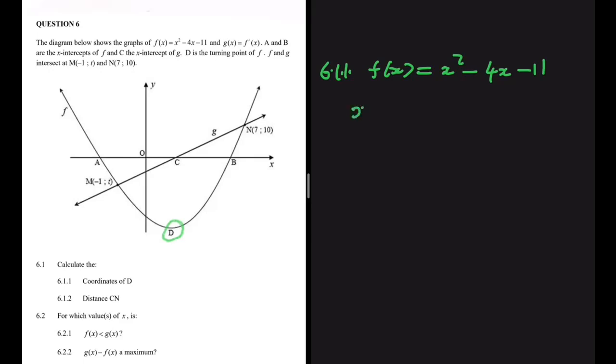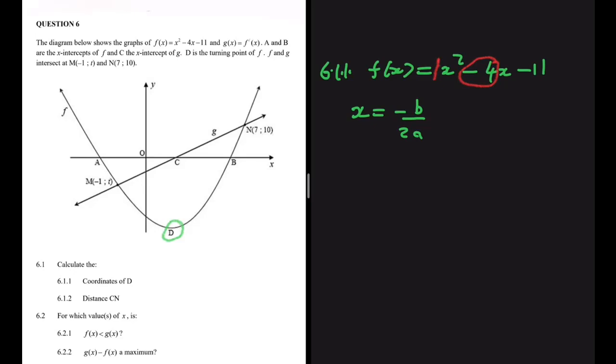You say that x is equal to minus b divided by 2a. This will always hold when you want the x value of the turning point. But the question now is, what is b? b is the coefficient of x, and then what is a? a is the coefficient of x squared.